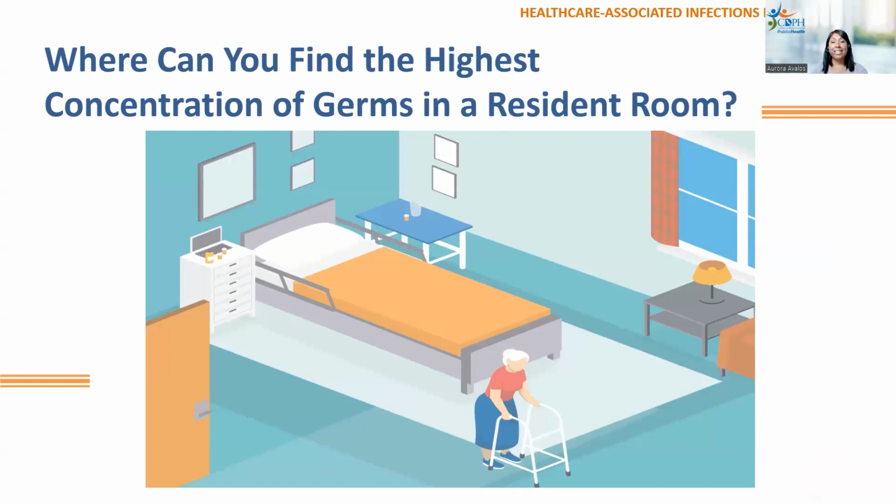So this is an animated slide, and you can ask your staff to engage them. You can say, where can you find the highest concentration of germs in a resident room? And you can pause for a little bit and allow them to give you some answers. And then you can click to display where the germs are. As you can see here, the highest amount of germs in a resident room will be on and around the bed. You will also find germs on door handles, light switches, walkers, and many other places. These are referred to as high-touch surfaces.